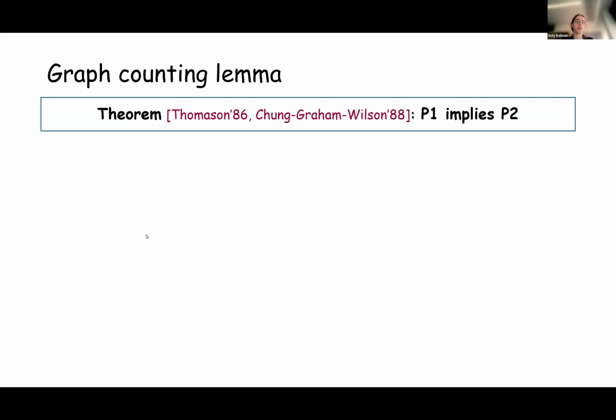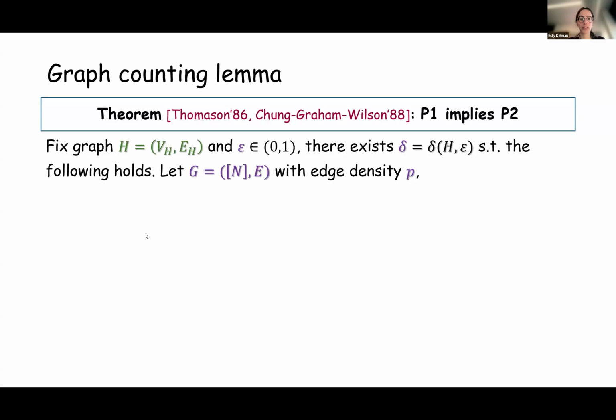These ideas also appear in an even slightly earlier work by Thomason. Let's see that P1 implies P2. So we think about a fixed small graph H, a constant epsilon, which is the error parameter, and then there exists some other constant delta.